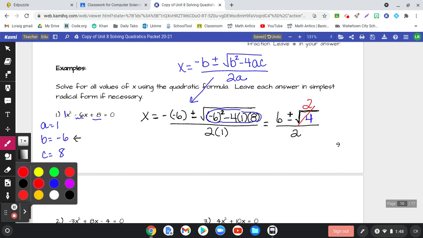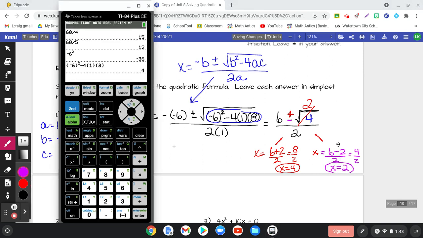is 2. So one of my zeros is going to be x equals 6 plus 2 divided by 2. 6 plus 2 is 8, divided by 2 is 4. There's one of your zeros. The other zero, you're going to follow that same path, 6 minus 2. So x equals 6 minus 2 over 2. 6 minus 2 is 4, and 4 divided by 2 is 2. So there's our 2 zeros.